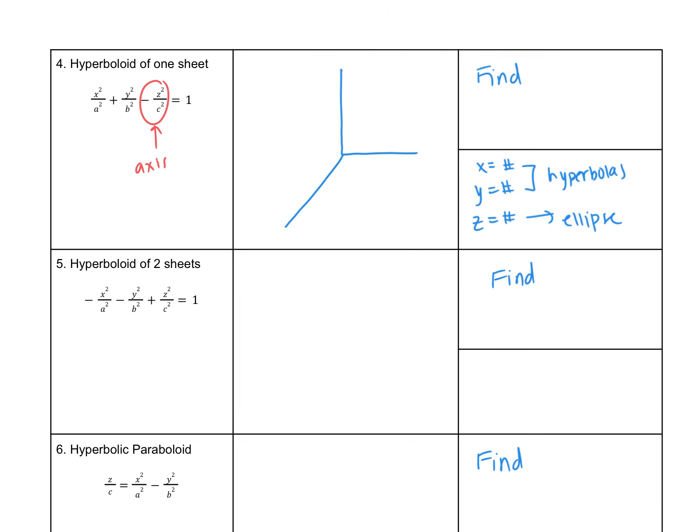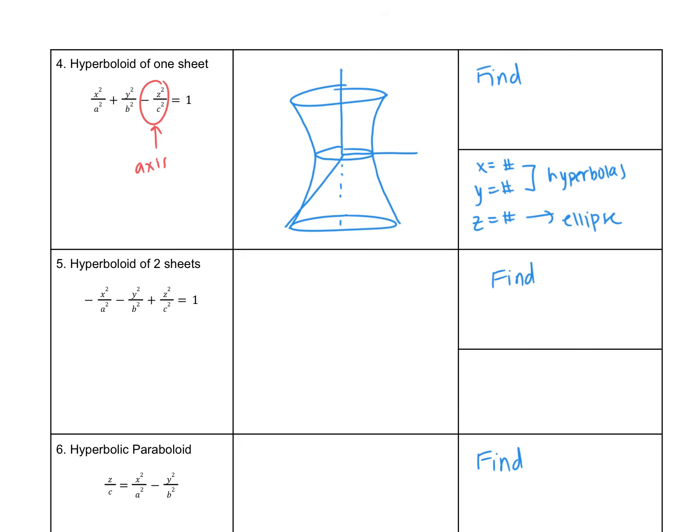Okay, so what's happening here, something like this. So that is called a hyperboloid of one sheet. And again, it's running parallel to the z-axis because of that negative z.